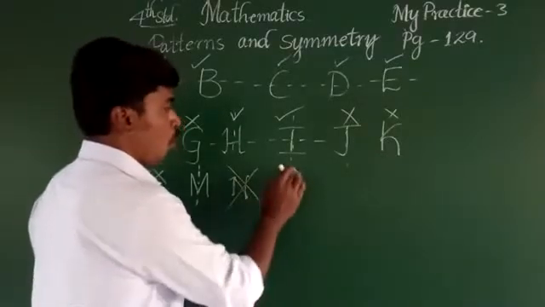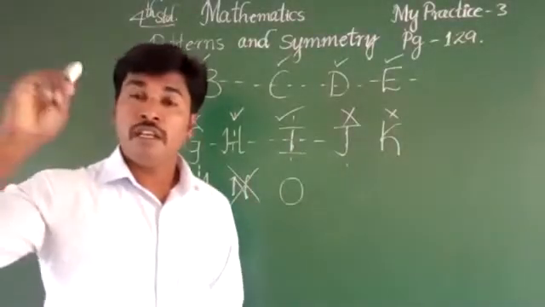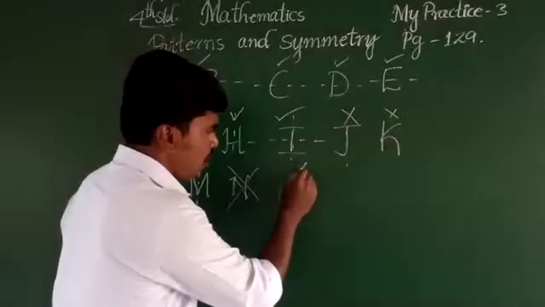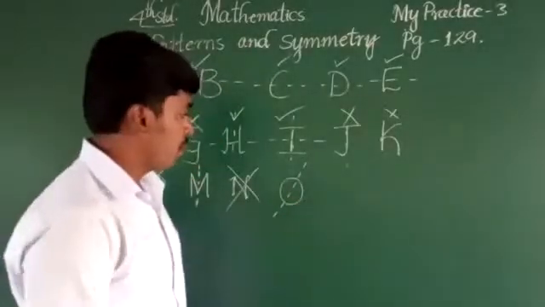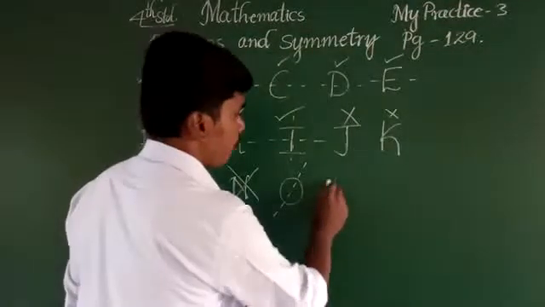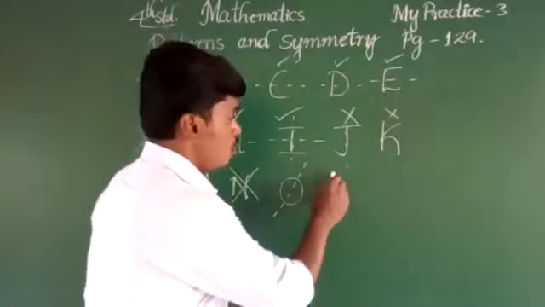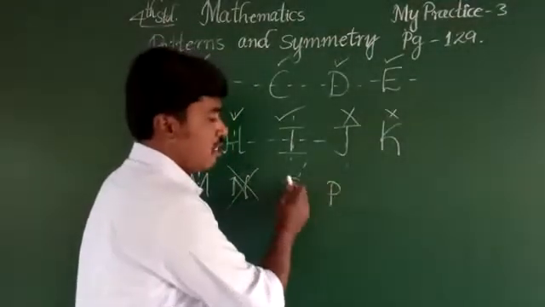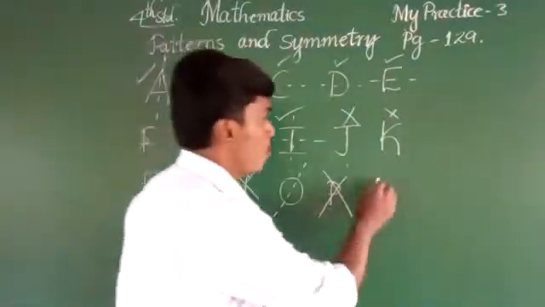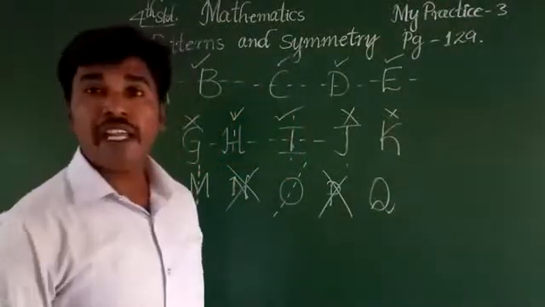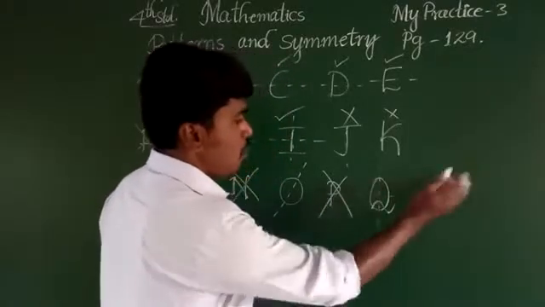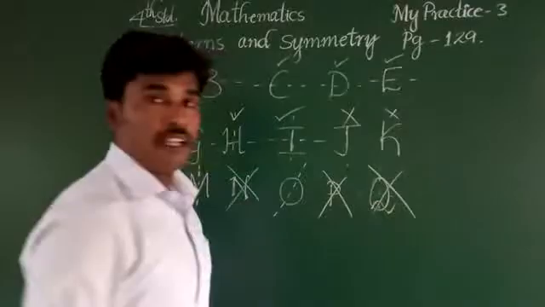O, a circle, has n number, that means infinite lines of symmetry. So you can draw any line of symmetry, and one half is exactly equal to the other half. P, does P have a line of symmetry? Just imagine, no, one side is not equal to the other side. So P also does not have any line of symmetry. Q also does not have any line of symmetry, because if you draw a line of symmetry, the left hand side is not equal to the right hand side.